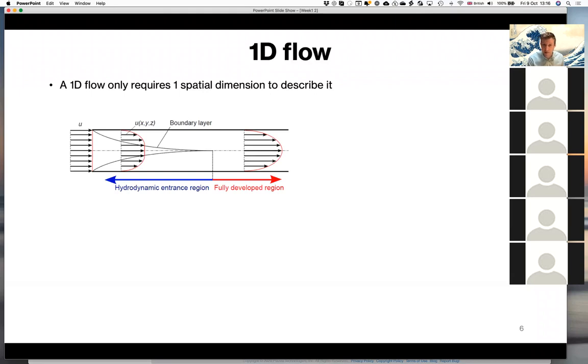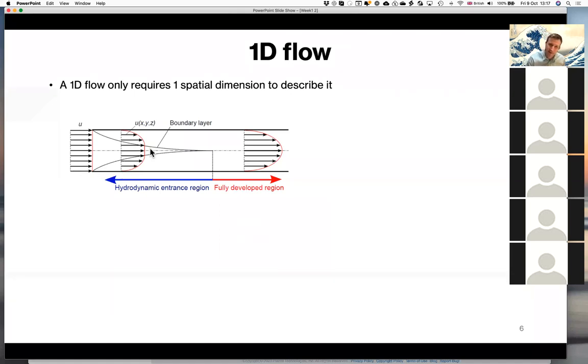So we can go even further and you can say, in some cases, a flow can become 1D. You only need one spatial dimension to describe it. The classic example of this is the flow through a pipe, whether it's two walls parallel to each other, or a pipe flow. What generally happens is as the flow enters either of those two scenarios, the velocity is constant. And then, as we discussed last week on Wednesday, because of the presence of viscosity, the flow has to come to a stop at the wall due to the no slip condition.